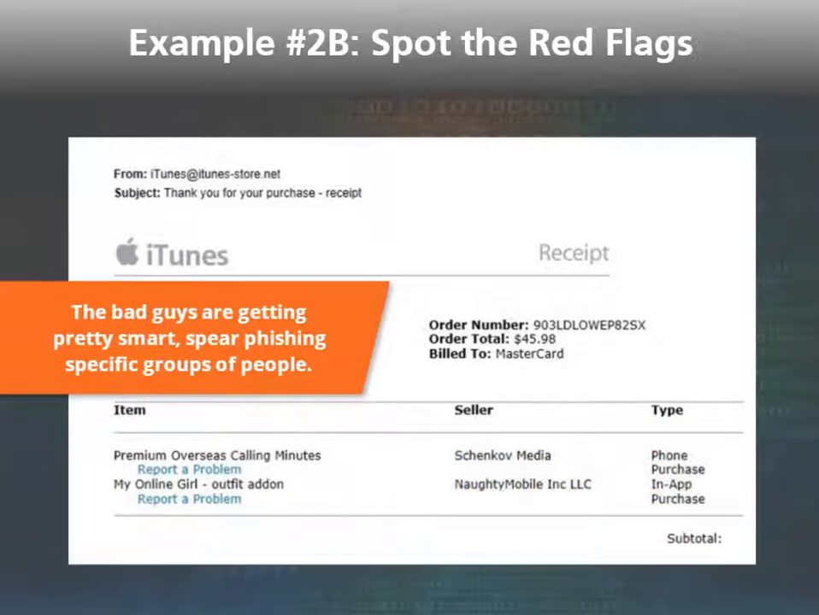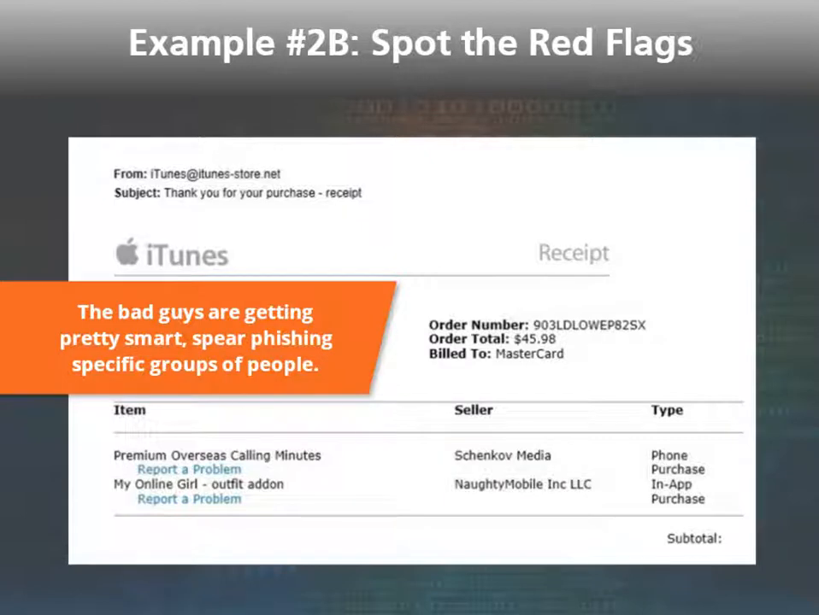Have you noticed that the bad guys are getting pretty smart? If you're an iTunes customer, this would be an example of spear phishing, targeting a specific group of people and alarming them into clicking on a hostile link.